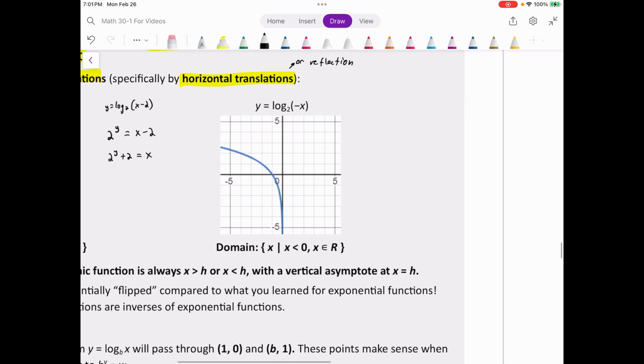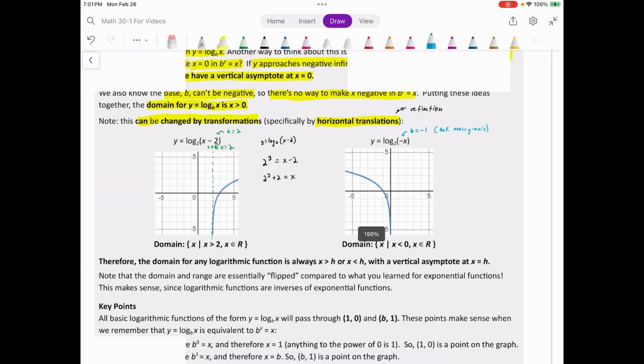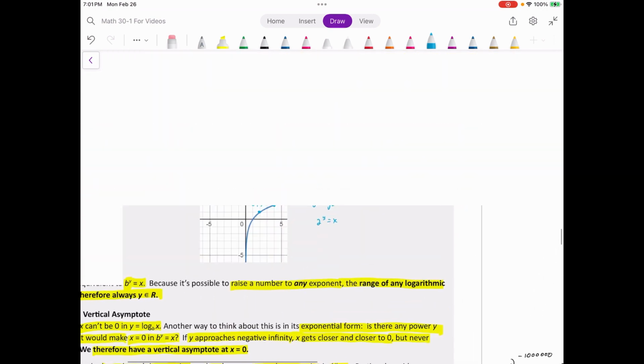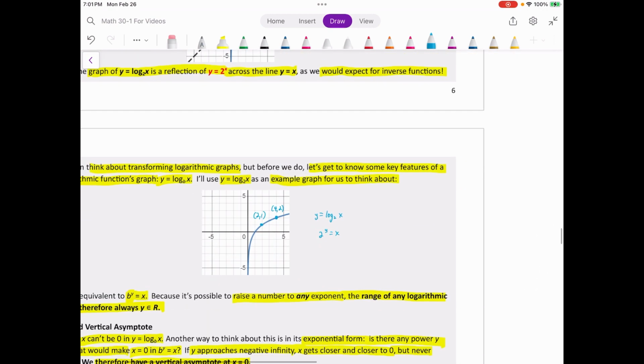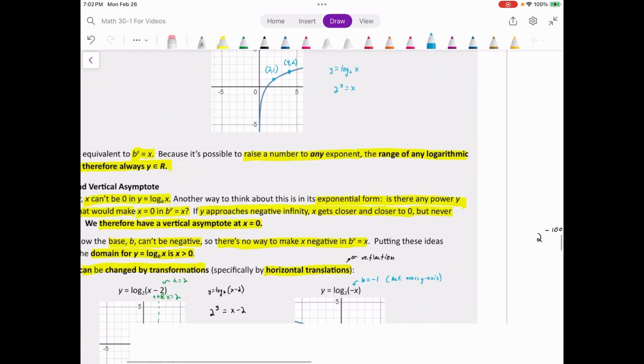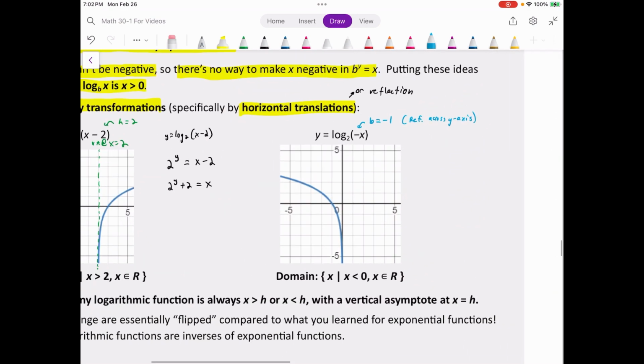This one, y equals log base 2 of negative x, we can see that's just replacing x with negative x. That just means b is negative 1. So we've reflected across the y-axis. That's kind of what we would predict. It should look like that, right? Going from y equals log base 2 of x, like this, if I reflect it, y equals log base 2 of negative x, it's going to end up looking like that, okay?